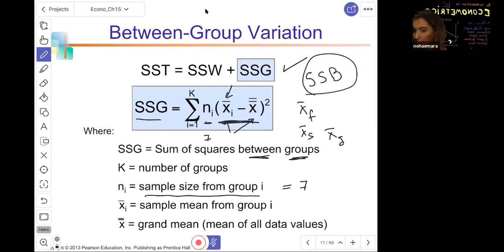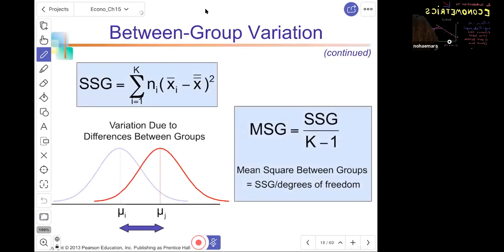Okay, the x double bar here is the mean of overall observations, or you can call it the grand mean, or the overall mean, whatever. Now, this is just a graphical representation of what we mean by between groups, right? SSG, or I like to write it as SSB, but it doesn't matter. So I do have, let's say, 2 groups, and I want to know what are the variations due to the differences between groups.